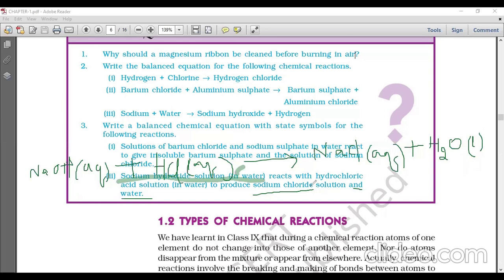Now just check, is it balanced or not? Yes. Sodium: left side one, right side one. Chlorine: left side one, right side one. Hydrogen: here you have one, and here also you have one, so it is balanced now. What about oxygen? One oxygen here, and one oxygen here. So now this is the balanced chemical equation. Okay, fine. Thank you.